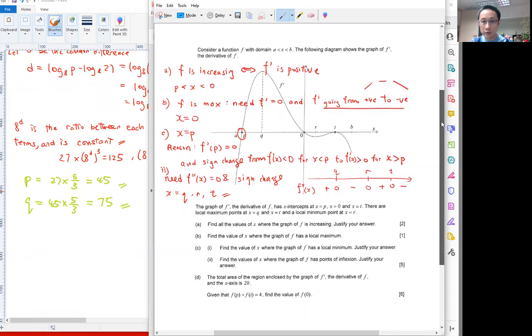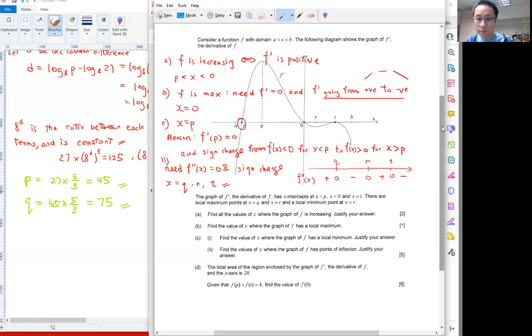The last part can be challenging. The total area of the region enclosed by the derivative graph and the x-axis is 20. So the idea is that you have to know that when you integrate a derivative graph between 2 points, P, 0 and T are the interesting points. And then we separately have the integral from 0 to t, also of the same derivative, which is f t minus f0.